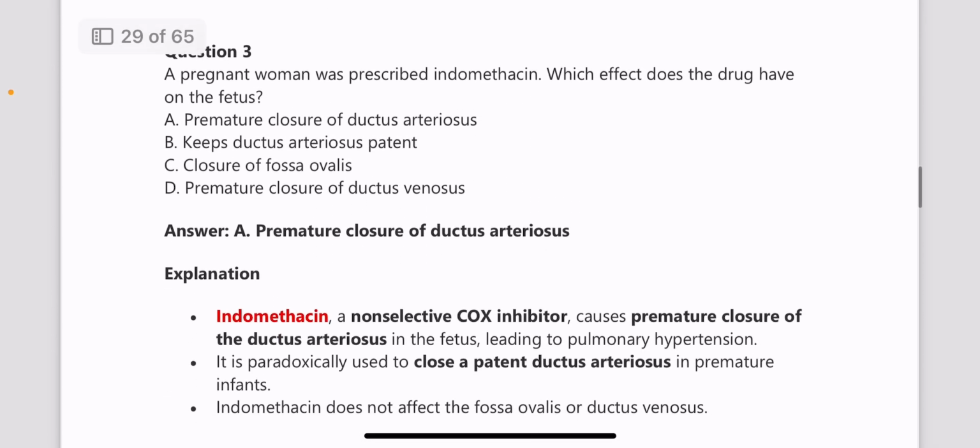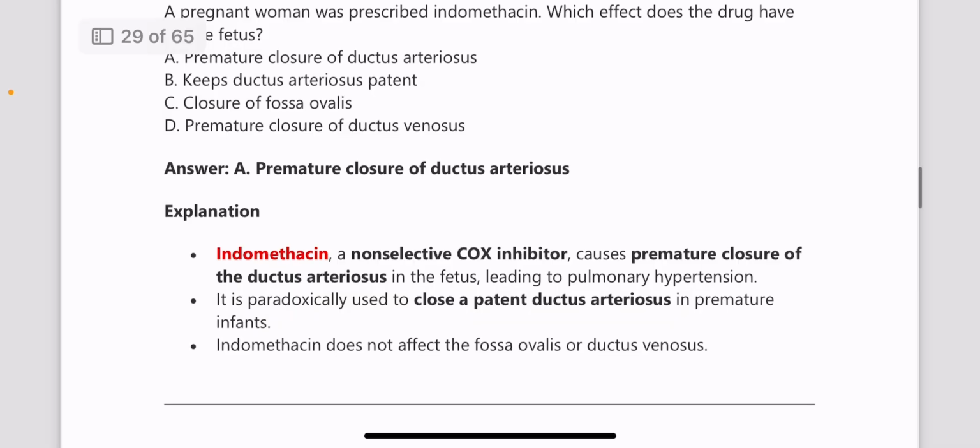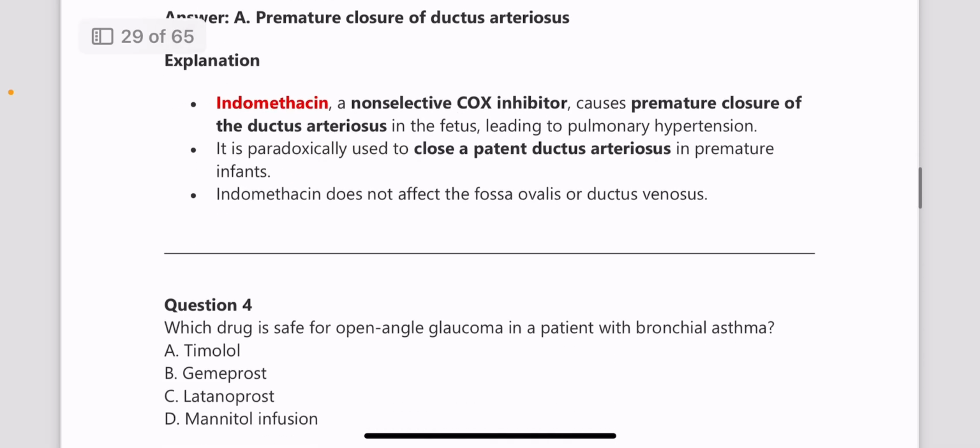Next question, a pregnant woman was prescribed indomethacin. Which effect does the drug have on the fetus? Answer is premature closure of ductus arteriosus. So indomethacin, which is a non-selective COX inhibitor, causes premature closure of the ductus arteriosus in fetus, leading to pulmonary hypertension. It is used to close a patent ductus arteriosus in premature infants.